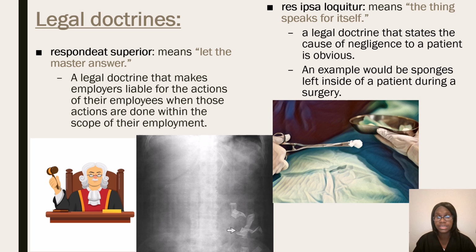And then you have res ipsa loquitur. This means the thing speaks for itself. A legal doctrine that states the cause of negligence to a patient is obvious, such as sponges left inside of a patient during surgery. So that's obvious that the sponges should not be in there. So that would be an example of that. And then you see the x-ray image and the white arrow pointing to the sponges.